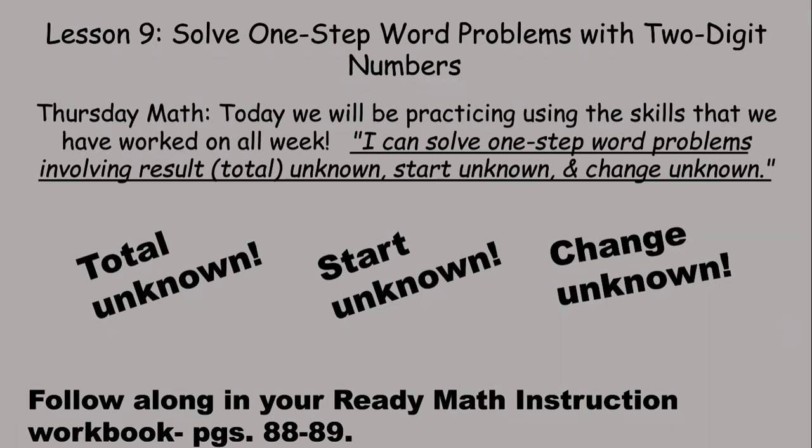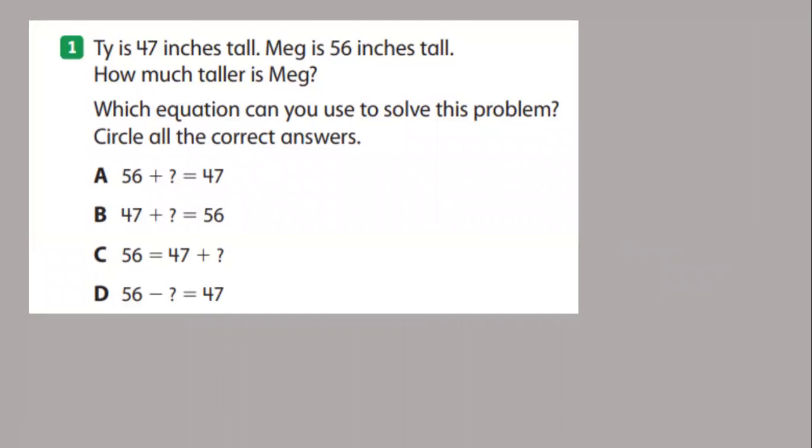So if you have your Ready Math instruction booklet, that is the one with the bright colored letters on the front of it, and it's got more color on the inside of the pages. We are on pages 88 and 89, and you can follow along with this lesson. We're going to do a couple of examples together. This first one, I want to show you an easier way to solve this type of math problem. The ones where it asks you to choose all the correct answers and it's asking you which equations will work with the problem. I'm going to give you some little tips on the easiest way to solve these.